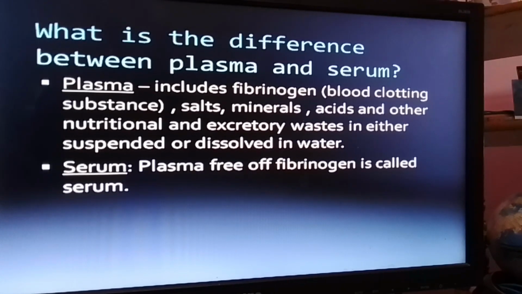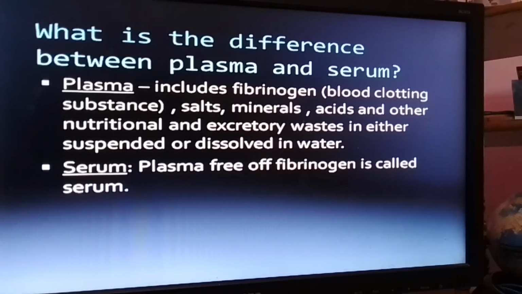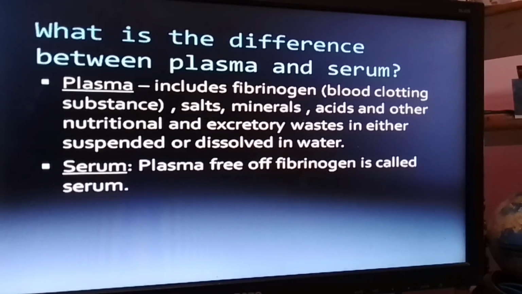Usually for experimental purposes, to see the quantity of the salts, minerals, even the hormones that have entered, and to quantify all those biochemically, the serum part is taken rather than the plasma, because the fibrinogen is removed and the plasma becomes easier to work with in the form of serum. It would be easier for qualitative or quantitative studies. So that's the difference between plasma and serum. You can say the overall name of the fluid part of the blood is plasma. So plasma minus fibrinogen is serum.